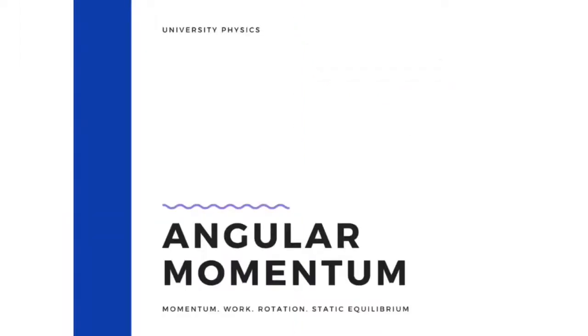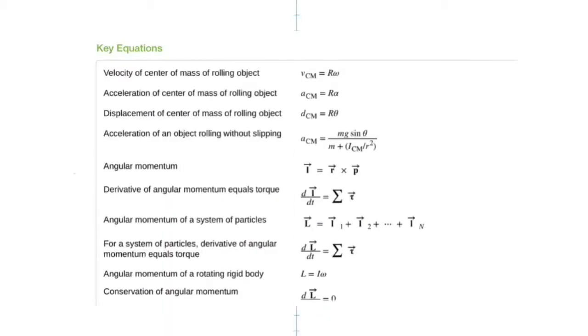All right, which brings us to angular momentum. And this chapter, of course, has the conservation of angular momentum. Angular momentum is defined as the product of rotational inertia and angular velocity. There are other important equations in this chapter. Angular momentum is also, by the way, that's L, the cross product of R and P. It's a cross product of the position vector and the linear momentum.